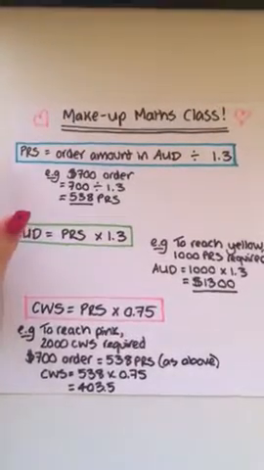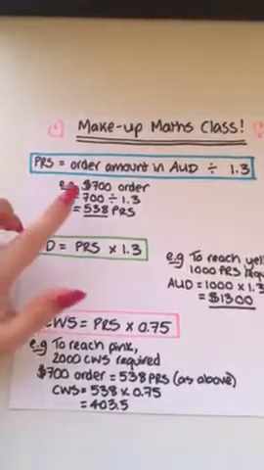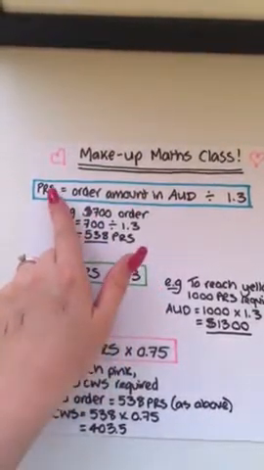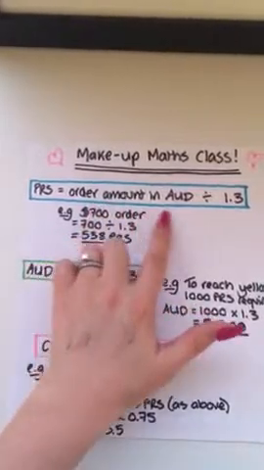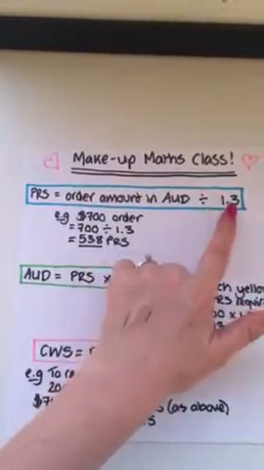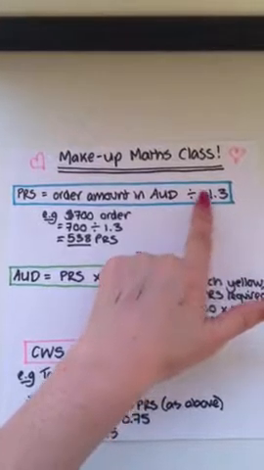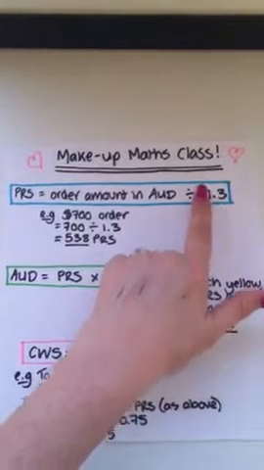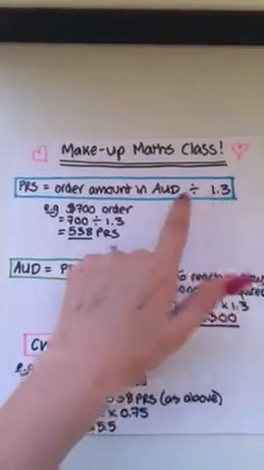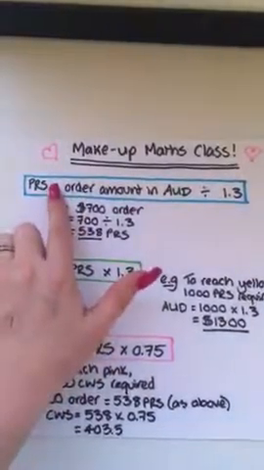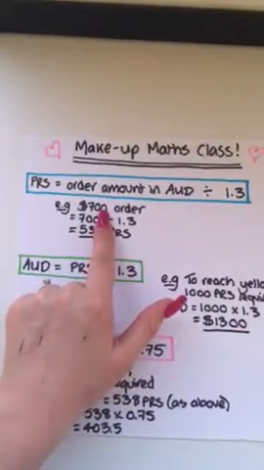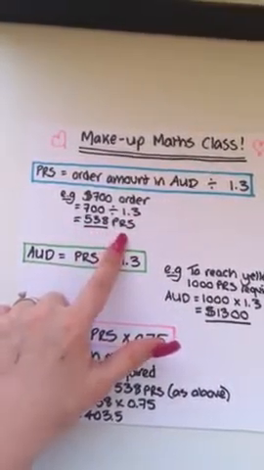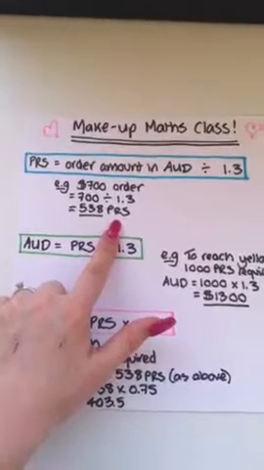If you've got an order for $700 and you want to know how much that will get you in PRS, what you need to do is take the amount that you've got in Australian dollars and divide it by 1.3. Or like I said, go to your website and check what your currency conversion rate is, and replace the 1.3 with whatever your rate is. So going by Australian dollars, for a $700 order, you would just do 700 divided by 1.3, and that gives you what that will be in PRS.